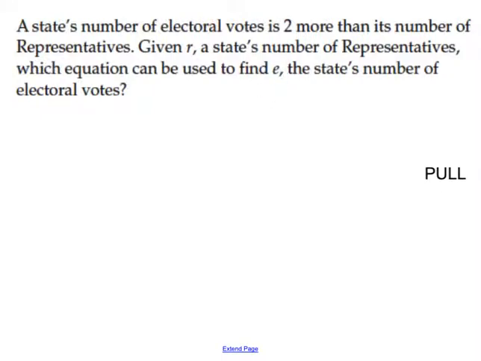We have E, the number of electoral votes, and we have R, the number of representatives. So we want to be using those two letters in our equation. Well, remember it says the number of electoral votes is 2 more. So E should equal R plus 2.